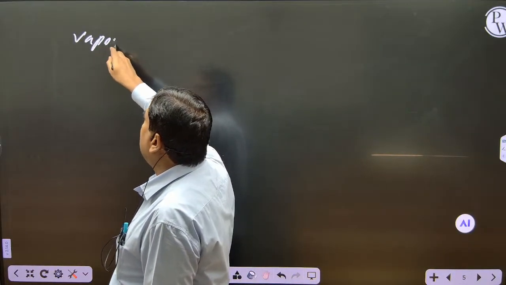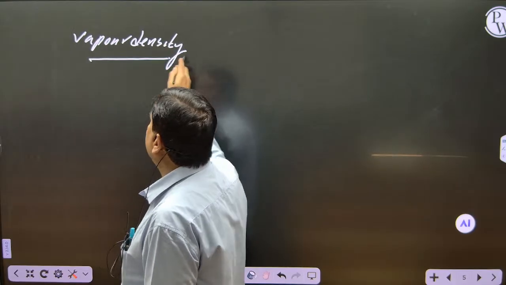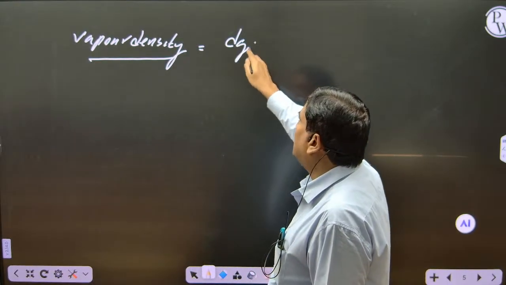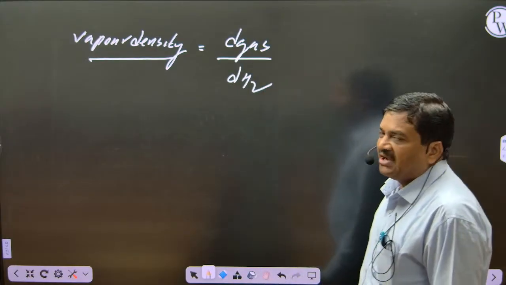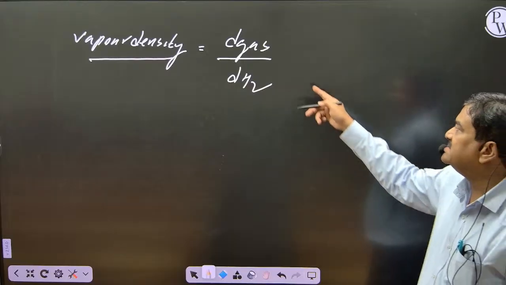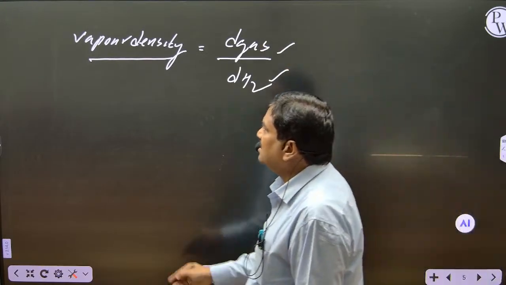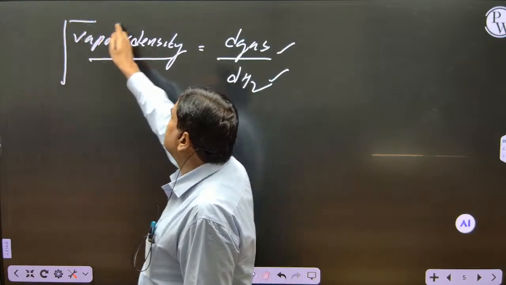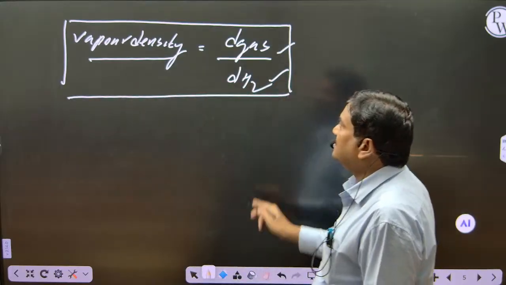Now what is vapor density? See, students, vapor density is given by density of the gas by density of hydrogen. So vapor density is nothing but density of the gas upon density of hydrogen. Copy this relation, important from the exam point of view. They ask: vapor density is nothing but density of the gas upon density of hydrogen.